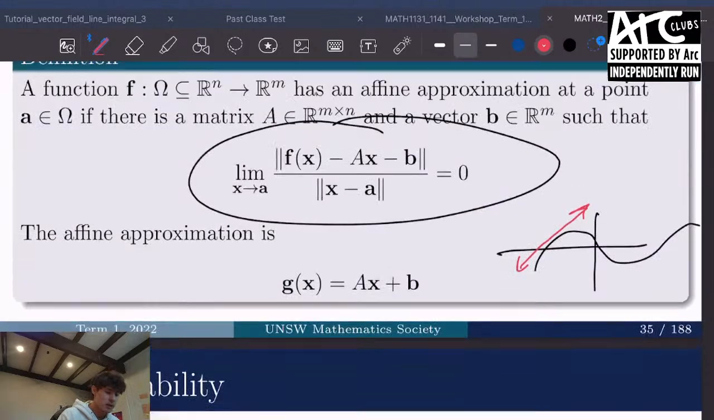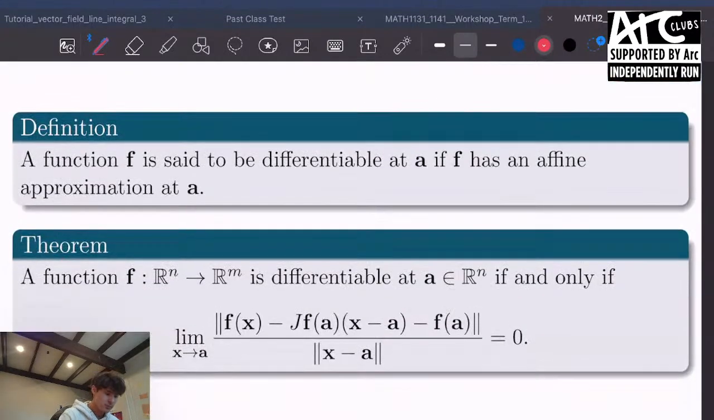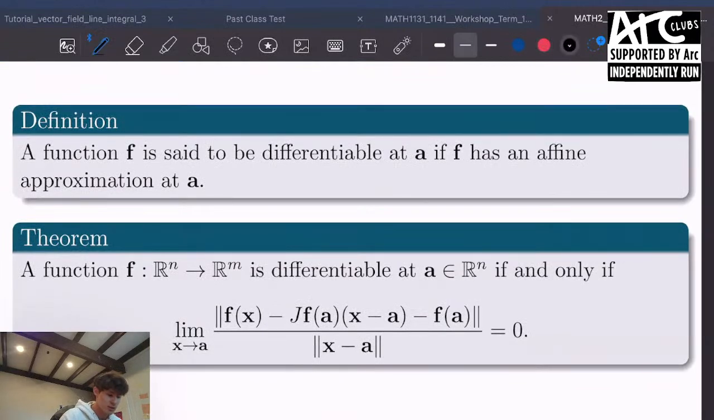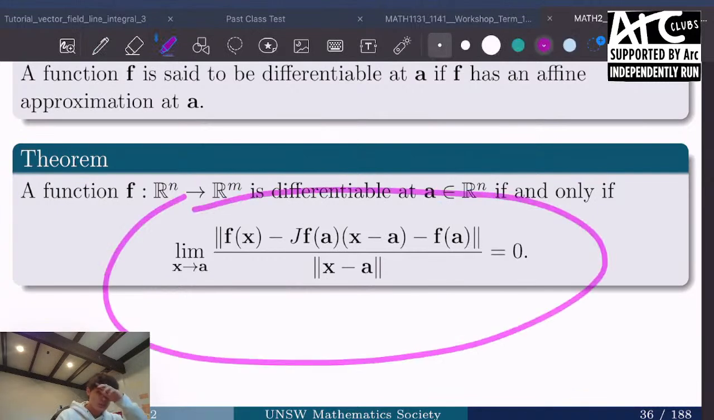So what we need is for there to exist some affine approximation. Specifically, the condition for differentiability can be reworded like this. A function from Rn to Rm is differentiable at a point A if and only if this condition is true. Okay? So it's important that it is this condition that we're looking at when it comes to proving differentiability.